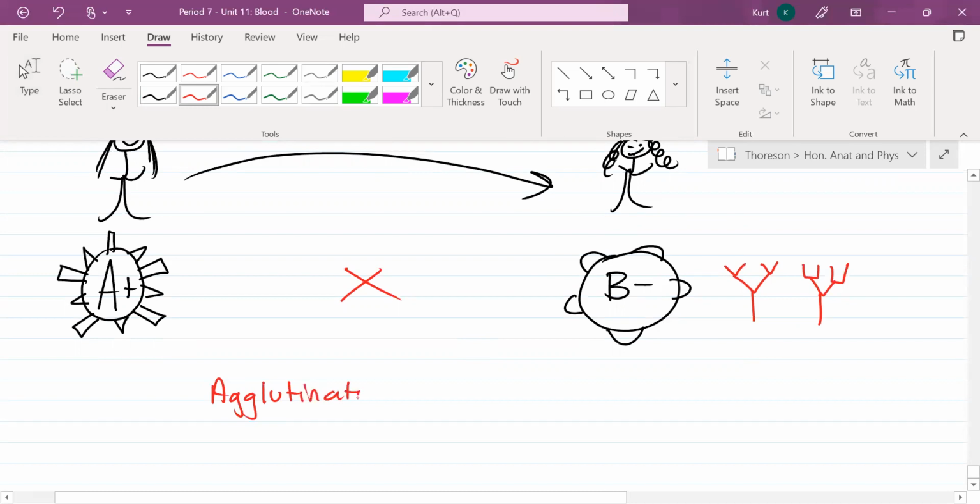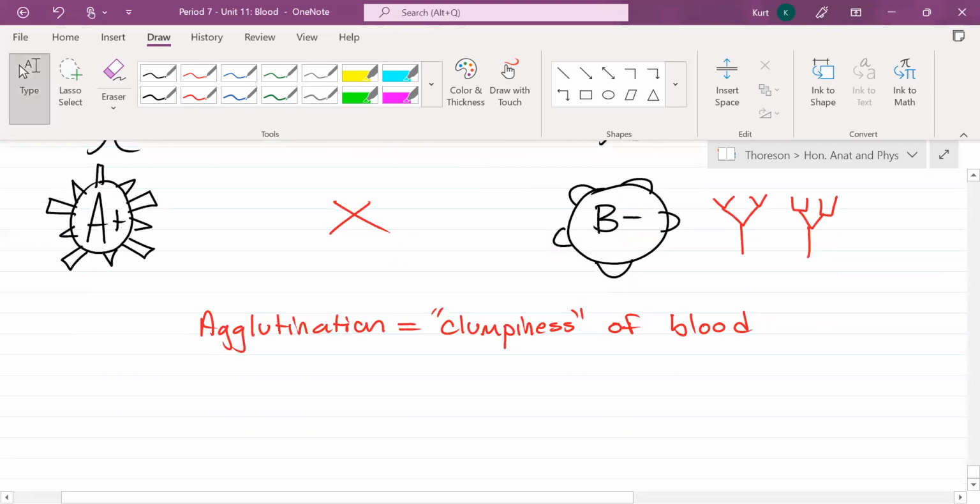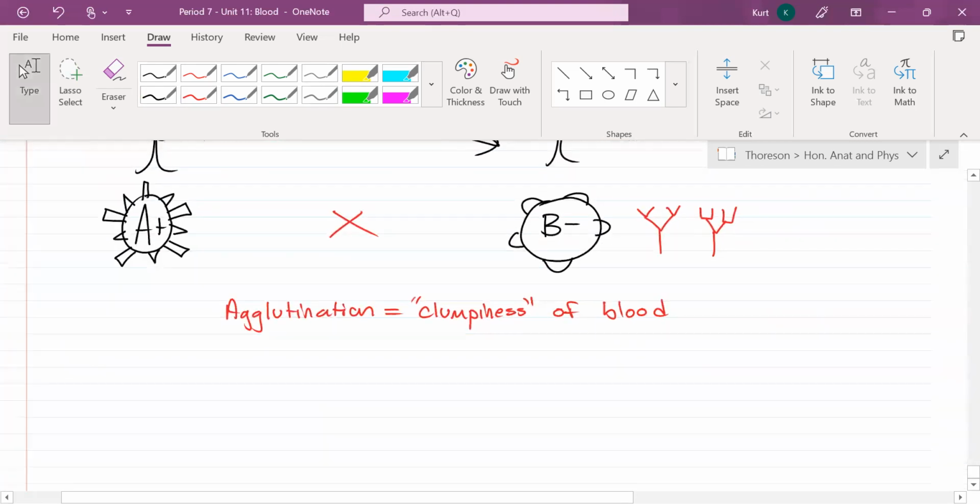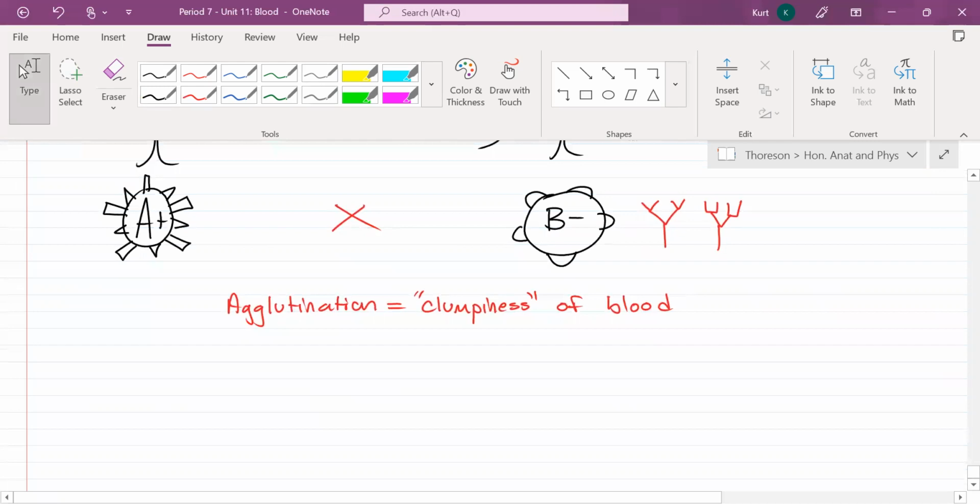This is what you're going to learn today. Agglutination is basically, this isn't a sciencey term, the clumpiness of blood. The blood becomes more viscous, it becomes thicker, it becomes goopy. And if you're a recipient and you're the one that's having this go on in your body, that's not good.